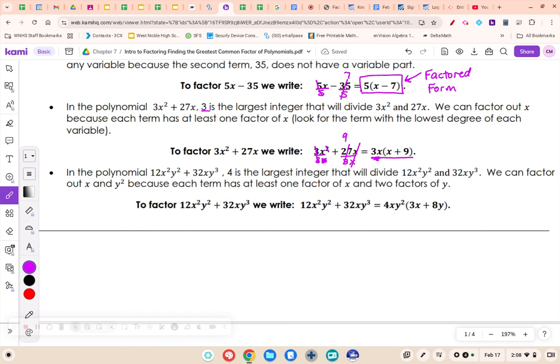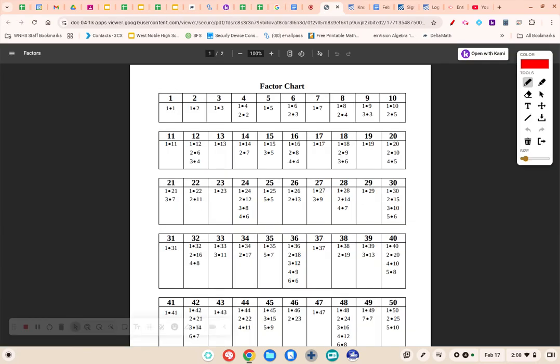So, I'm going to do a little more work here. We've got 12x squared y squared. I'm going to write out all of the factors of 12. 1, 2, 3, 4, 6, and 12. If you didn't know that, I'm going to give you guys a factor chart, and you guys can see these factors here for 12. It should help you out.